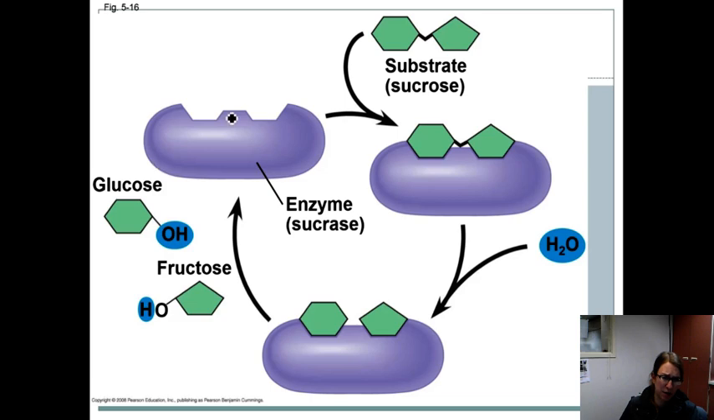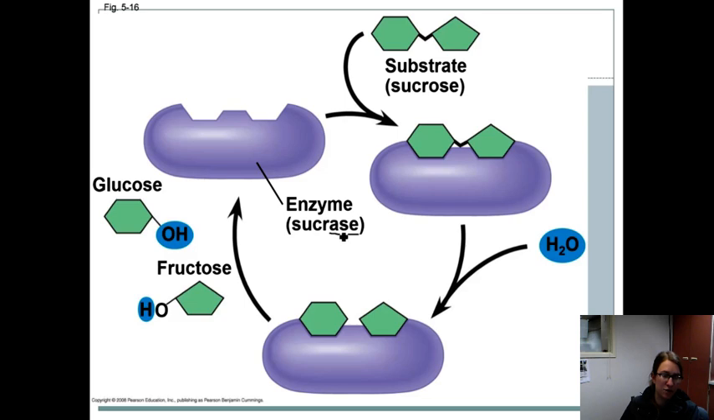So here's an example of an enzyme. The purple thing is an enzyme. Enzymes almost always have the letters ASE at the end of their name. So this one is sucrase. Usually the name of the enzyme relates to what it does, so this enzyme helps us to break up or hydrolyze the sugar sucrose.